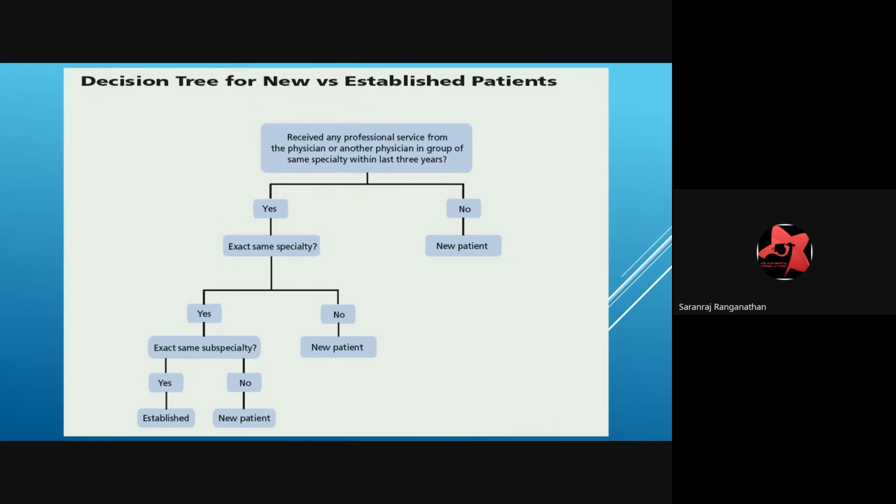Okay, like what is that? Therapies and placement of catheters, or the ECG department, echo department; different sets of subspecialties are there. Depending on that, if you go for a different subspecialty, it is going to be the new patient. If he's coming for the same subspecialty, it is going to be the established patient. Okay, this is the major difference between the new patient and the established patient.